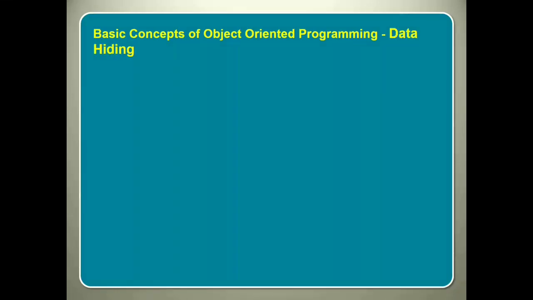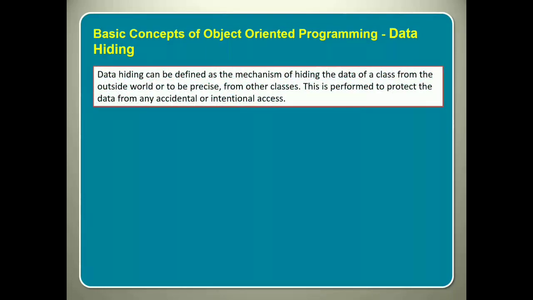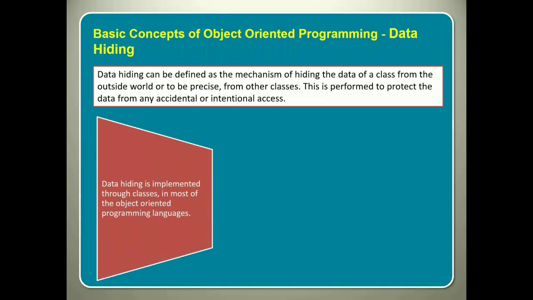Moving on to the next concept, data hiding. Data hiding can be defined as the mechanism of hiding the data of a class from the outside world, or to be precise, from other classes. This is performed to protect the data from any accidental or intentional access. Data hiding is implemented through classes in most of the object-oriented programming languages.